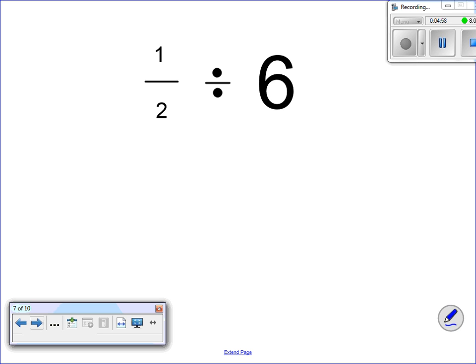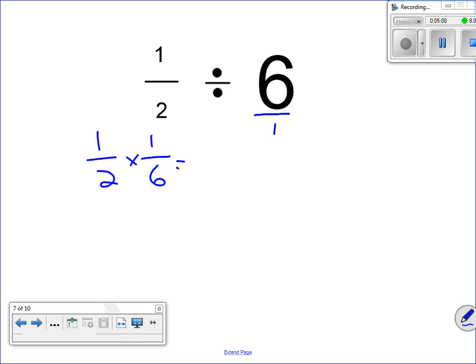Let's take a look at this problem. Finding the reciprocal. Half divided by 6. So we're going to go half times, find the reciprocal, we have 1/6, equals 1/12. Okay, how many halves are in 6? The answer is not 3, it is 1/12. Take a look at another one here.